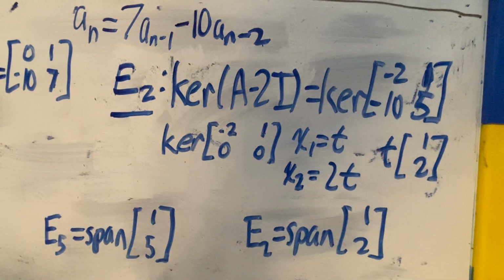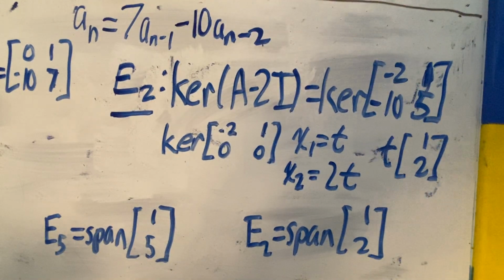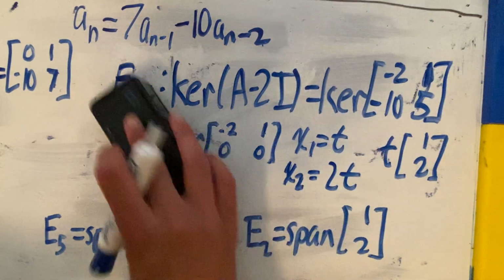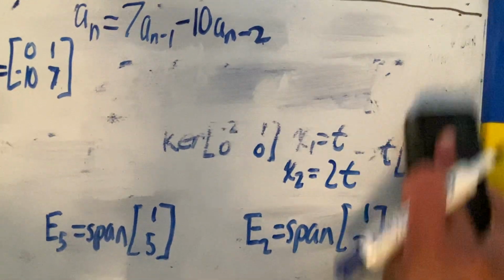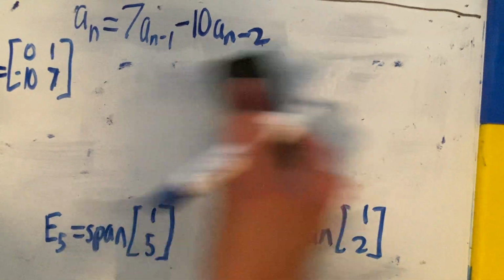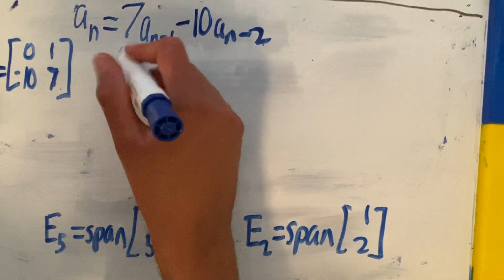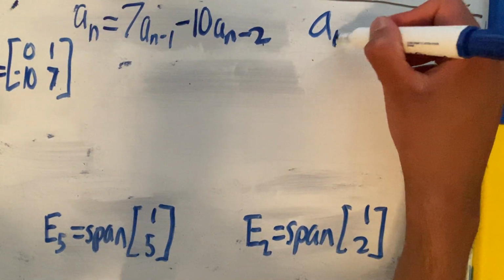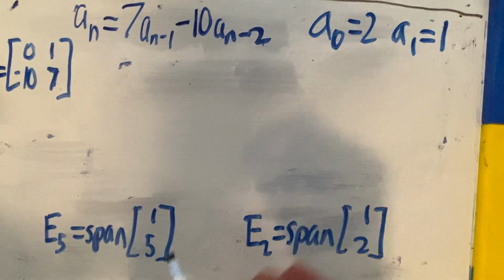Now, what we want to do is show the initial condition as a sum of multiples of these eigenvectors. So the initial conditions, I forgot to write them down. A sub 0 equals 2, A sub 1 equals 1.